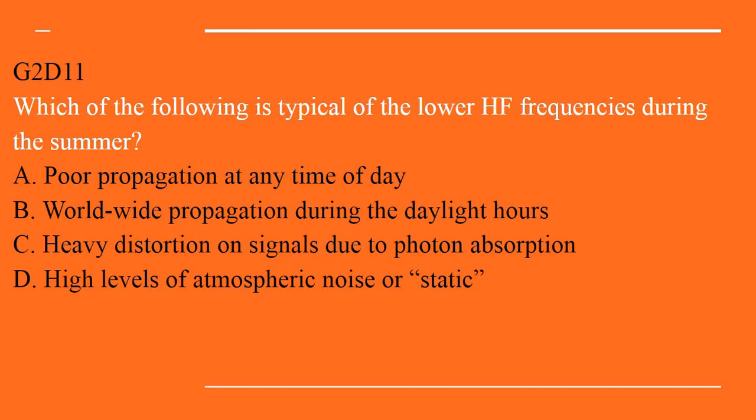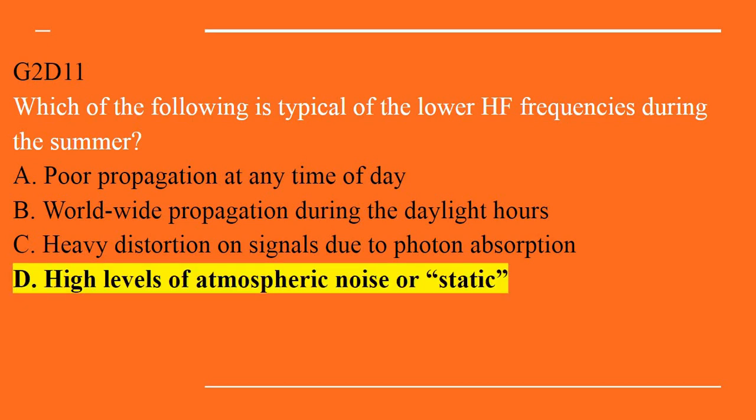G2D11, which of the following is typical of the lower HF frequencies during the summer? A. Poor propagation at any time of day. B. Worldwide propagation during the daylight hours. C. Heavy distortion on signals due to photon absorption. Or D. High levels of atmospheric noise or static. Correct answer, D. High levels of atmospheric noise or static.